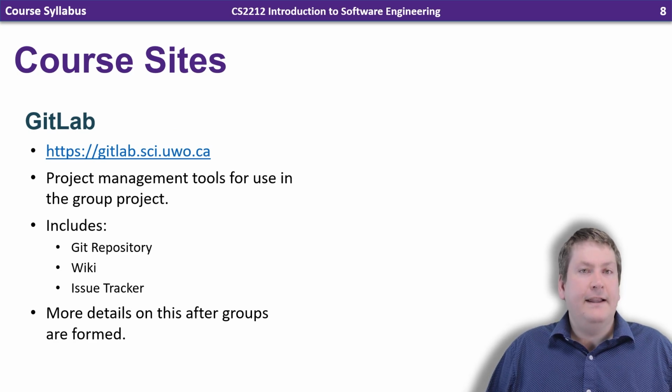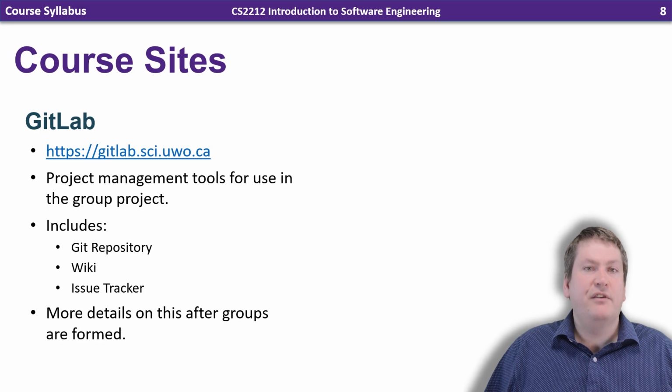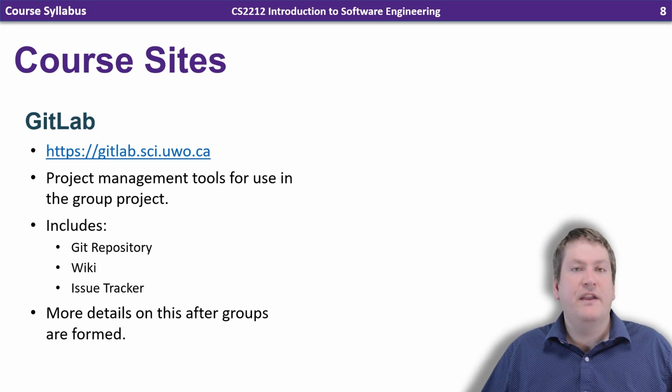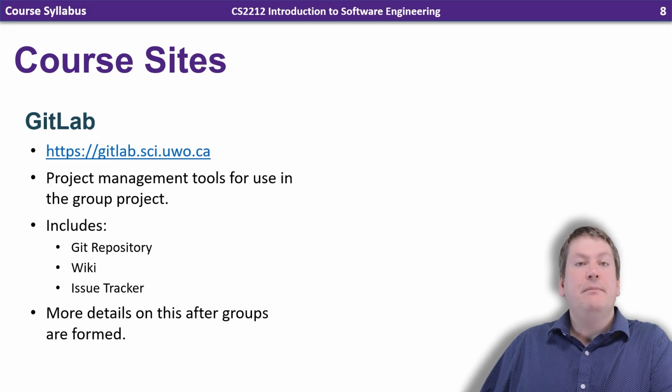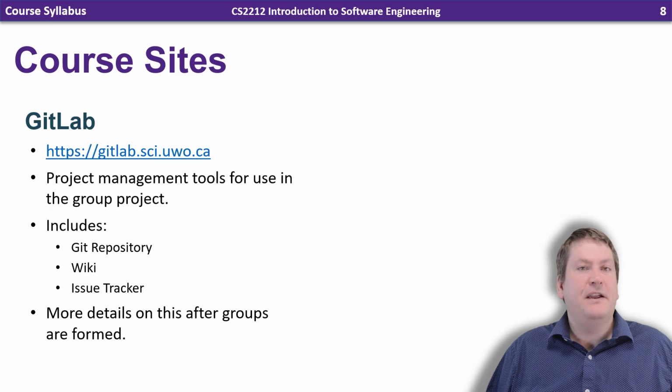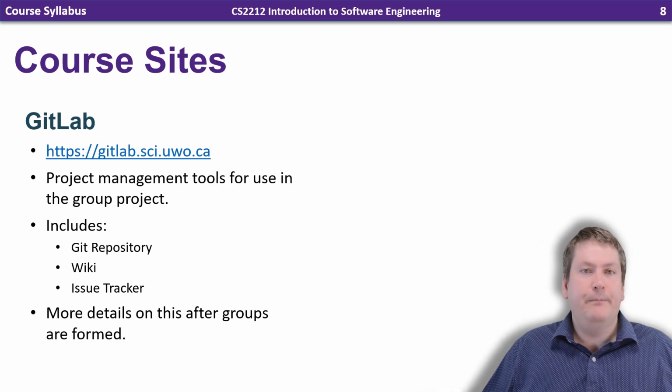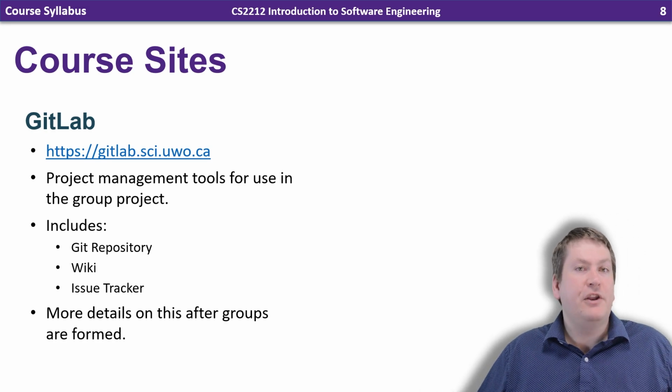Next up is GitLab. GitLab is where we're going to be hosting everything you need for the project. So this is where your team's Git repository is going to be, wiki, issue tracker, things like that. It's where you're going to manage your project with your team, and your team of students will have access to a specific GitLab setup just for your team. And we're going to give a lot more details on this once teams are formed. Right now, you won't have access to it.